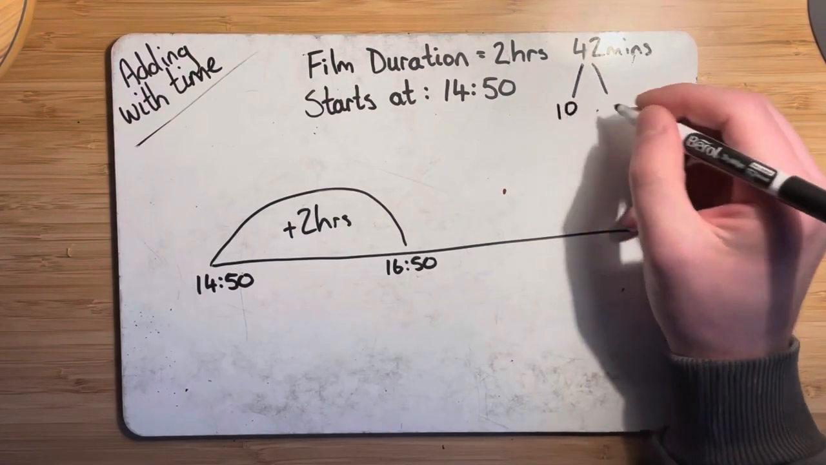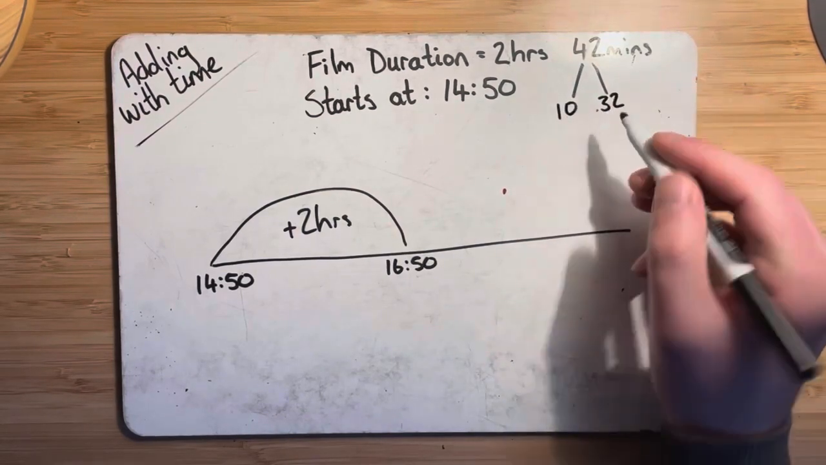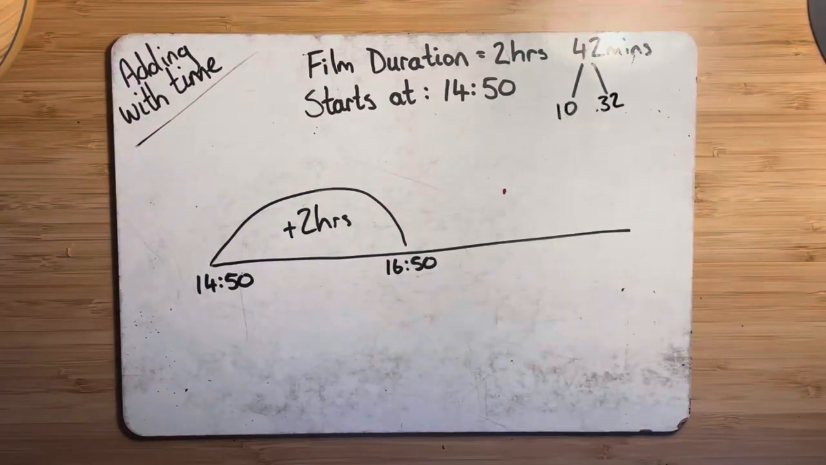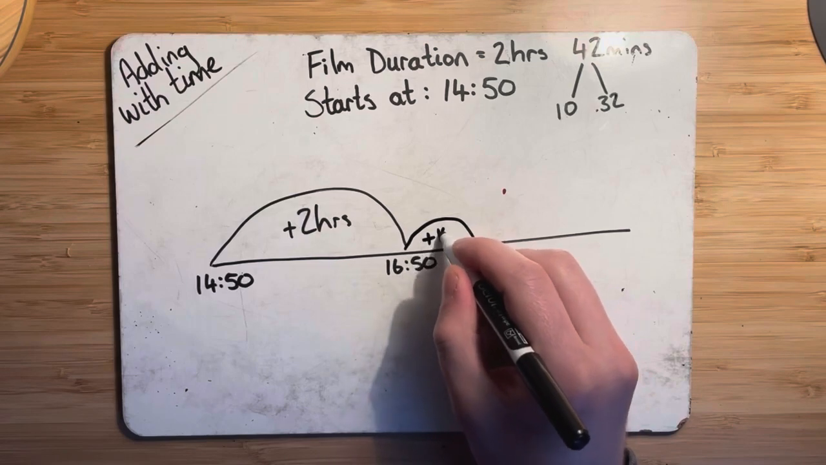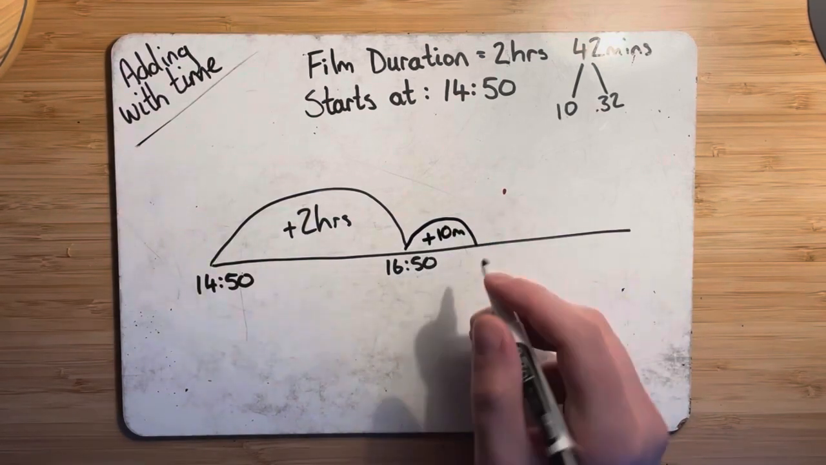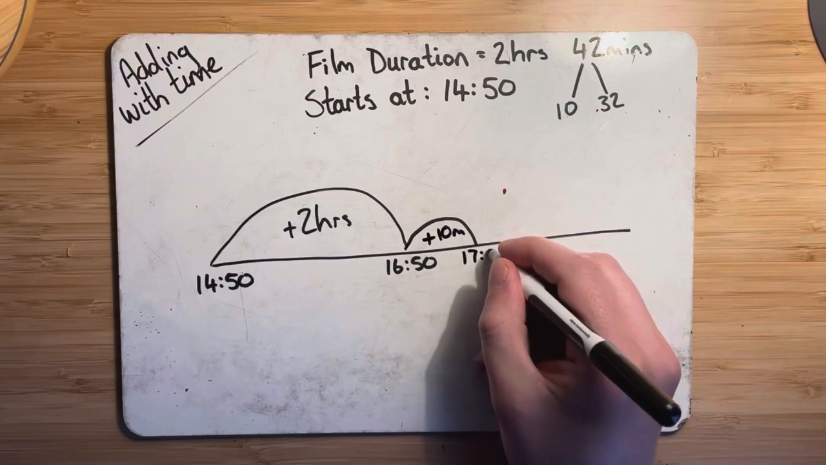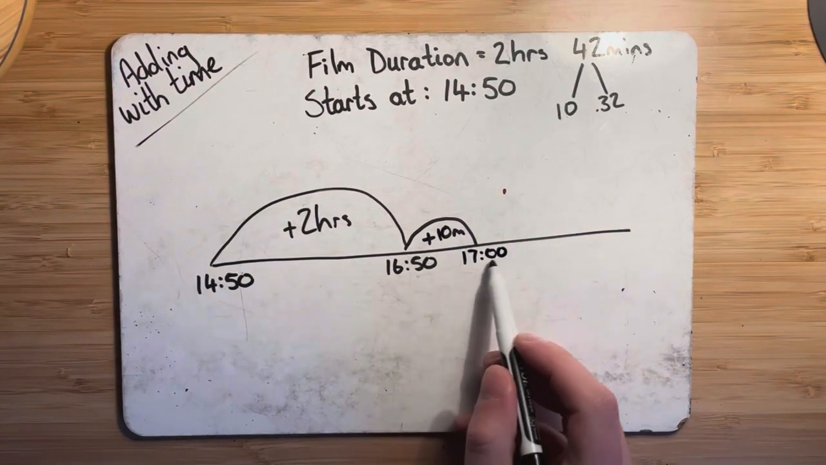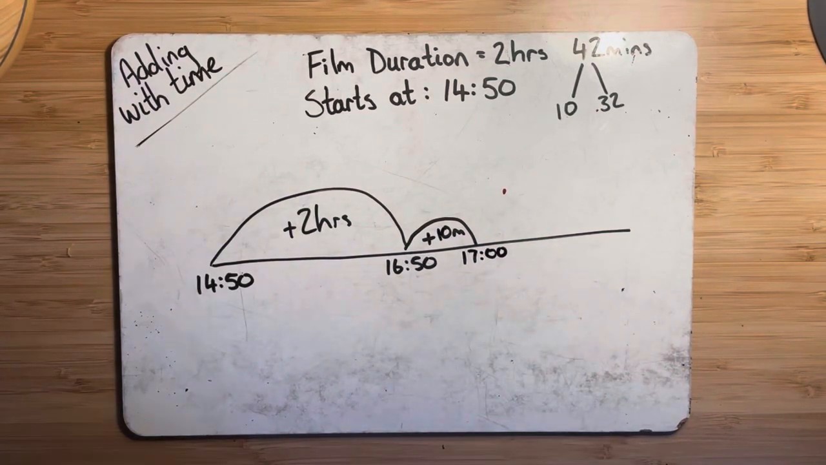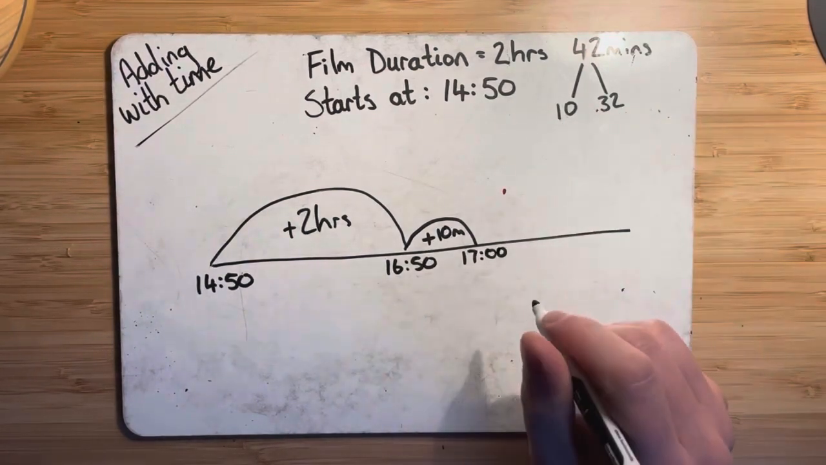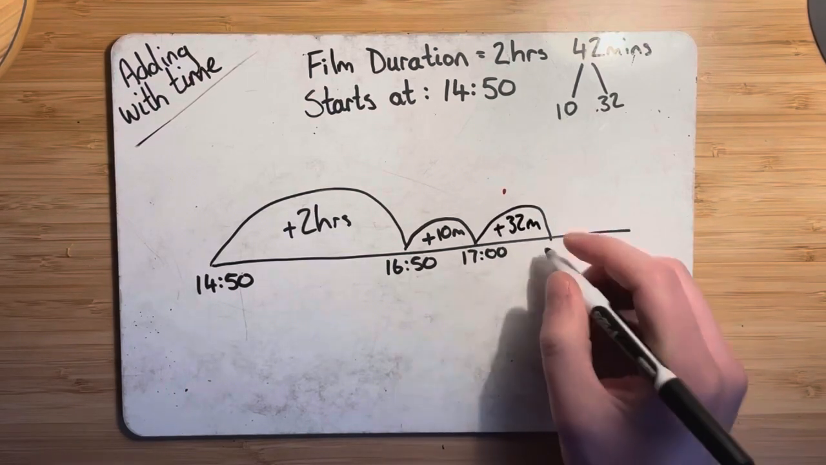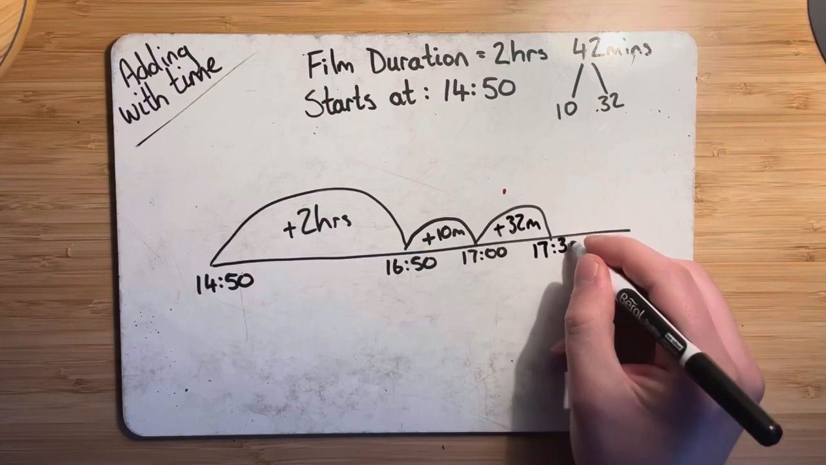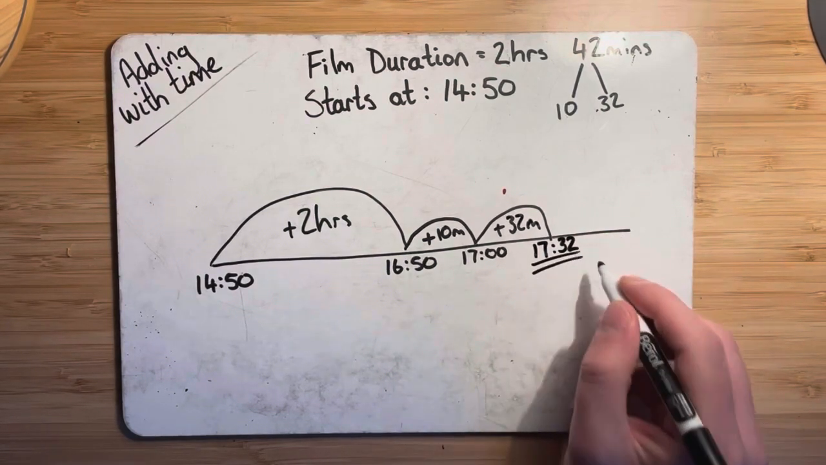And I'm going to make it 10 minutes and 32 minutes, because obviously 10 and 32 would still make my 42. And the reason I'm doing that is just so that I can add this little 10 on first, plus 10 minutes, because I know that will take me straight up to 5 PM. And I know that that's going to be easier to work with. If it's a nice o'clock number, I know that'll be easier because we're on 5 o'clock. So I've used that. Now I'm going to add my 32 minutes on, plus 32 minutes, and that will take me up to 17:32. And that would be my finishing time.